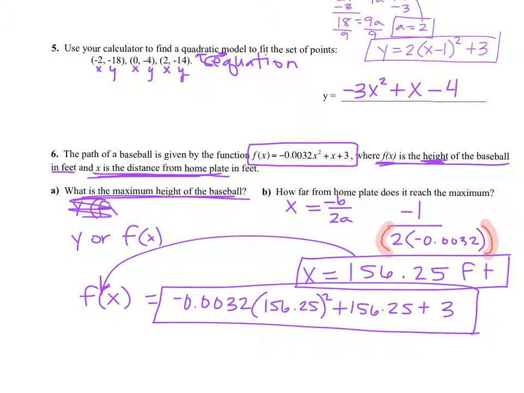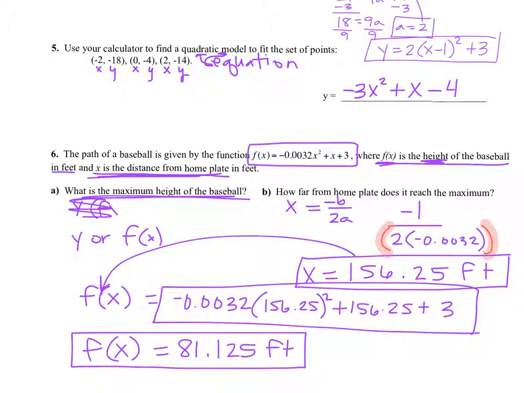And when you do that, you get that f of x equals 81.125. This one is saying the distance, the height of the baseball. That also was in feet. So the height of the baseball would be 81.125 feet. Preguntas?